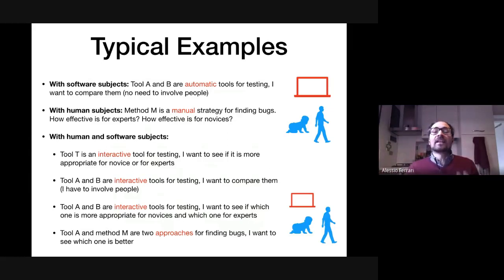Again, this is an experiment that involves software subjects, but it also involves human subjects, because I need to recruit people that actually use these approaches. Of course, things become trickier if the tool is fully automatic and the method requires some manual intervention. So you need to really take care. You need to carefully consider the variable that you are evaluating in this case.